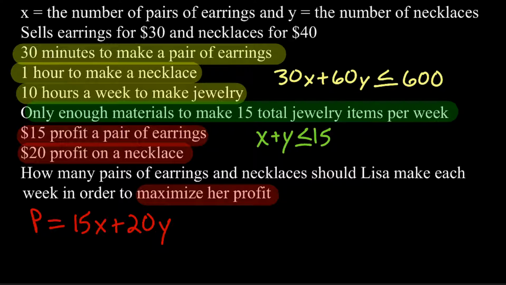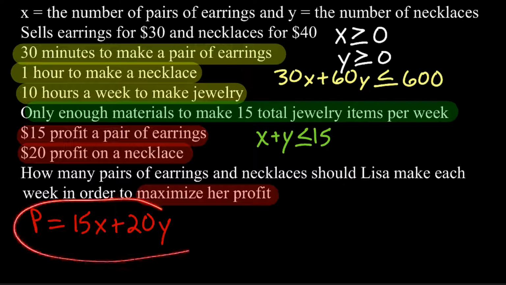The other thing that we want to make sure that we remember is that she can't make negative earrings or negative necklaces. So x is greater than or equal to 0, and y is greater than or equal to 0. So now what I recommend doing is going on the Desmos calculator, graphing these inequalities and seeing if you can figure out how to maximize that profit given the graphs.